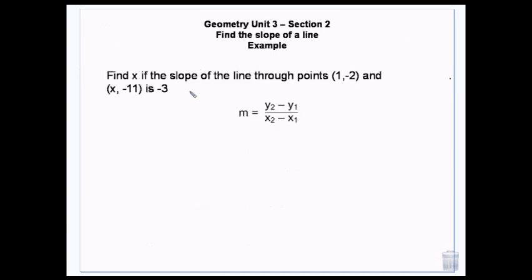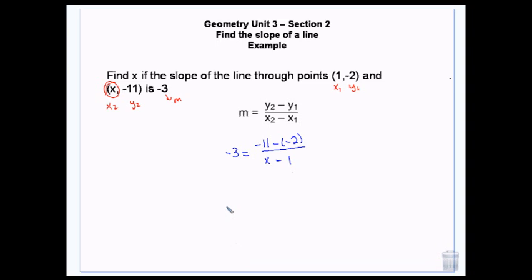Okay, so we have a point (1, -2), and x, -11. And we have our slope. This is m. But we don't have this x. So I can call this x1, y1, x2, y2. And I'm going to plug in everything I have. I have the slope. I have -2. Oops, I wrote that backwards. Sorry. I have -11 minus -2 over x minus 1.